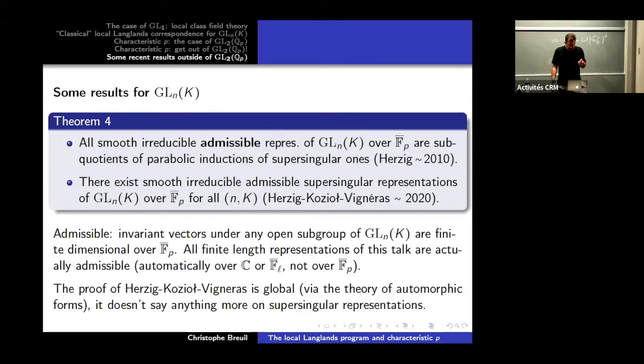The proof of Herzig, Koziol, and Vignéras on the existence of supersingular representations is very much global. It uses automorphic forms, because we do not have the local theory, and it doesn't say anything more about supersingular representations than the fact that they exist. They use a very global space of automorphic representations, reduce it mod p, and prove that at some point something cannot be a principal series. But they do it very generally, so it's a nice result.